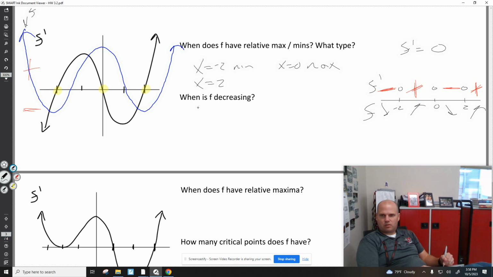When is f decreasing? X is less than -2, negative infinity to -2, and 0 to 2.